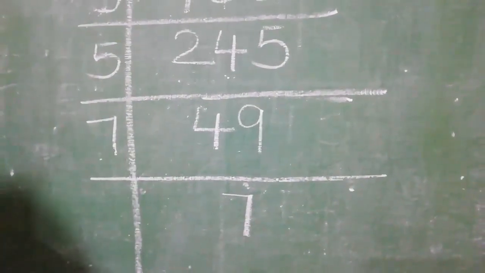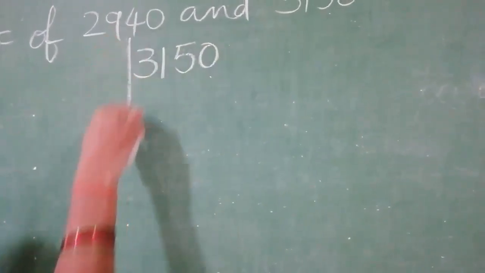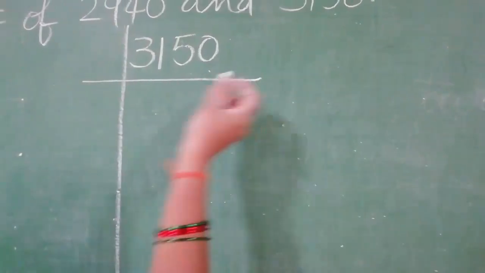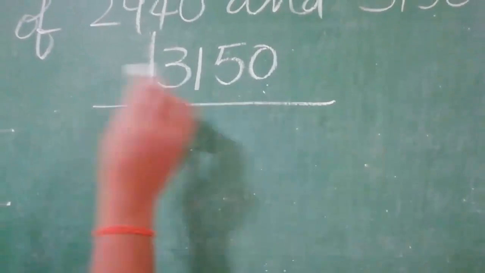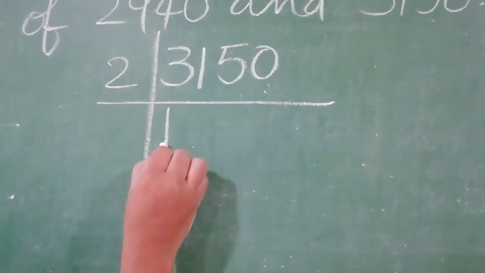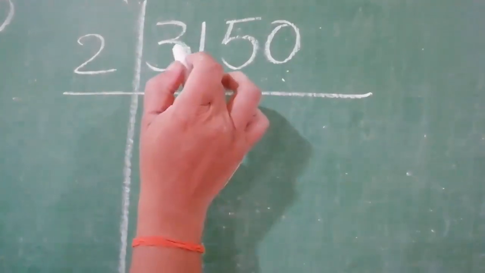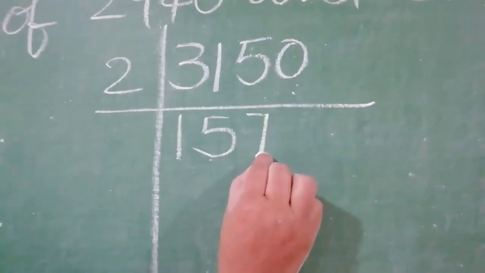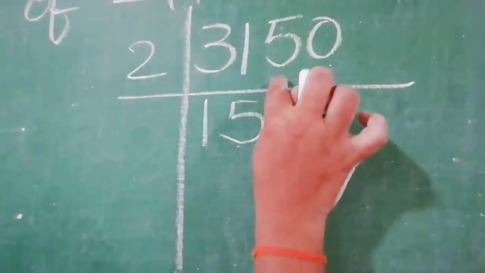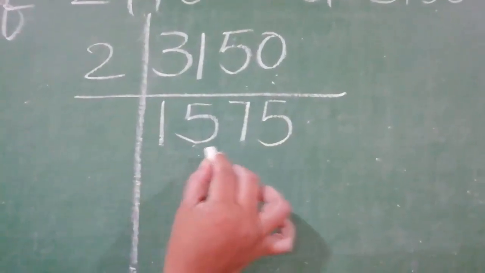Stop the division. Next we do the prime factorization of 3150. In the same way, we check 2. Is it divisible by 2? Yes, the number ends with 0. How many times? 2 ones are 2. 3 minus 2, 1. 1 1, 11. 2 fives are 10. 11 minus 10, 1. 1 5, 15. 2 sevens are 14. 15 minus 14, 1. 1 0, 10. 2 fives are 10. The quotient is 1575.